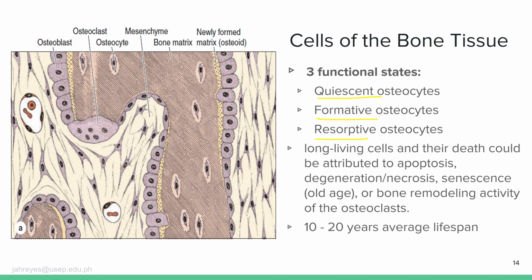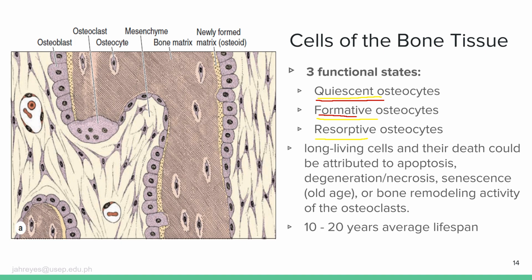So the quiescent osteocytes, in terms of appearance, have a paucity of rough endoplasmic reticulum and a markedly diminished Golgi apparatus. This morphology represents a mature calcified matrix as seen in close opposition to its cell membrane.